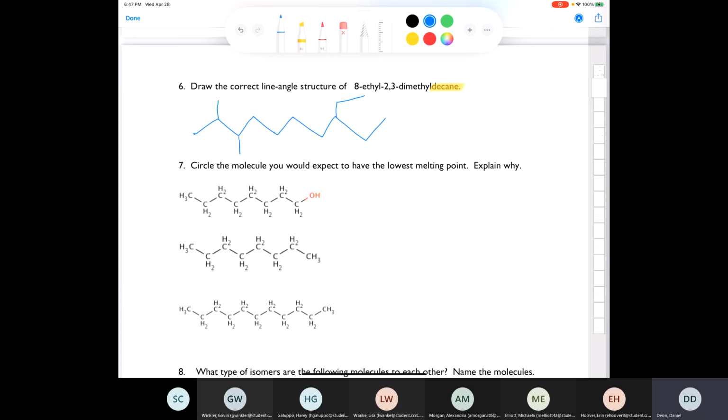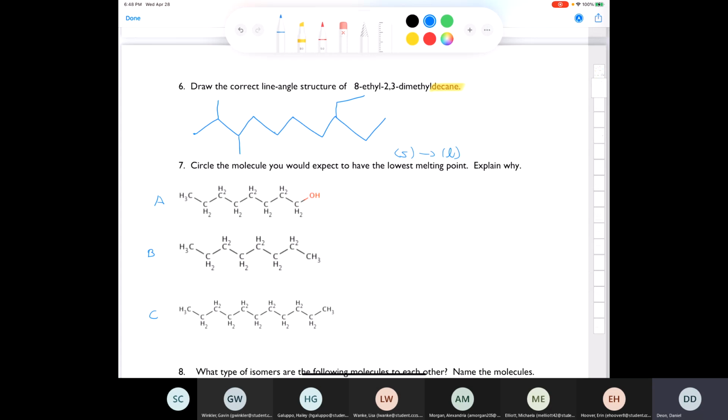It says circle the molecule that you would expect to have the lowest melting point. So lowest melting point out of these 3 molecules. Could anybody tell me if I label these? I'll call this one A, I'll call this one B, and I'll call this one C. Could anybody tell me which one of these would have the lowest melting point? Remember, melting is converting a solid into a liquid.